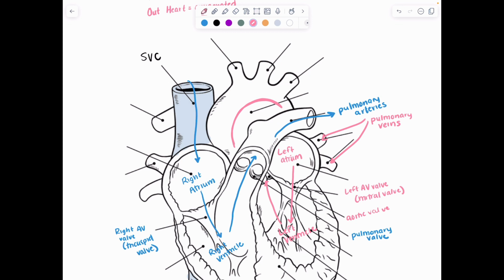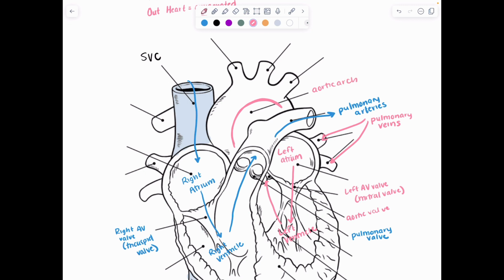Right down here, this would be my ascending aorta. This right here is my aortic arch, and then as it goes back down, it would be called my descending aorta. So what's pointing right here is my aortic arch.